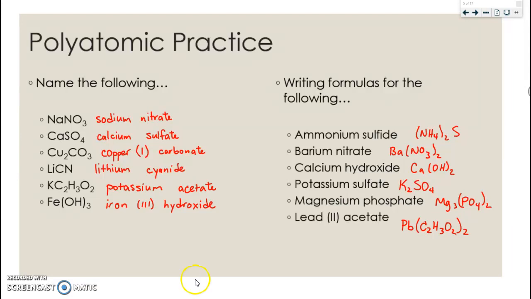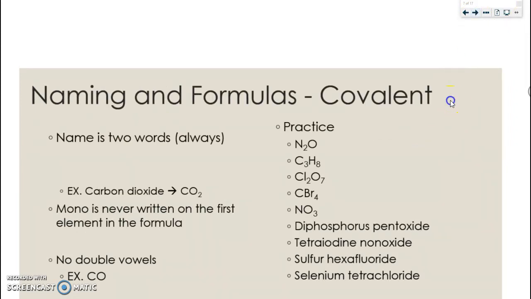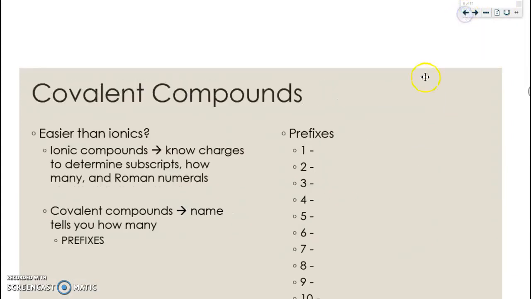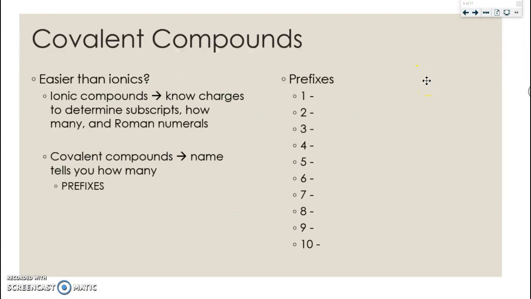Now we're going to kind of switch gears a little bit. We are going to begin our study of covalent compounds in detail. Alright, for covalent compounds, are they easier than ionics? Ionic compounds, you have to know their charges to determine their subscripts. You have to add in all your Roman numerals. You have all these polyatomic ions that make things more complex. Covalent compounds, the name tells you how many. And the formula assists with the name because of prefixes.